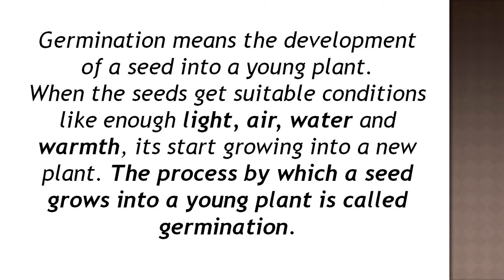So during germination, the seed absorbs water and becomes soft. Then the seed coat breaks and the embryo grows and comes out. And the baby plant or seedling that comes out develops a root, and then gradually it develops a shoot, and slowly it will convert into the young plant.